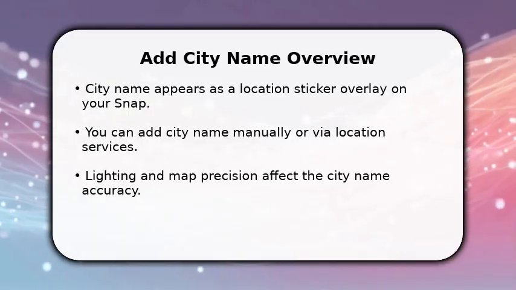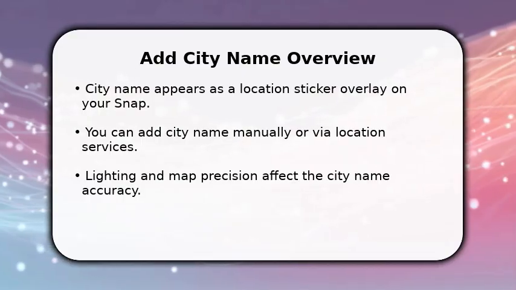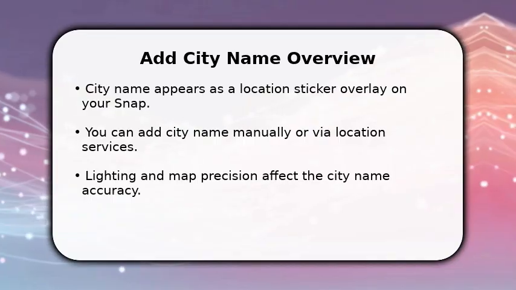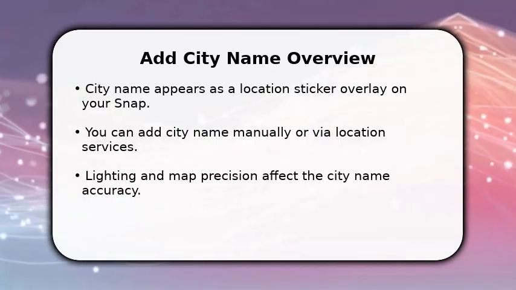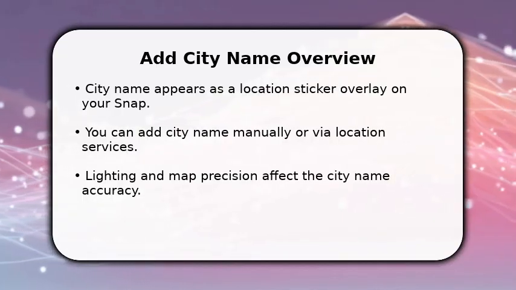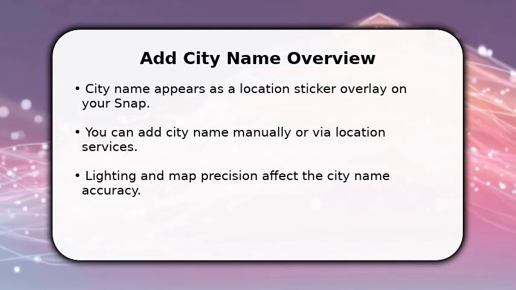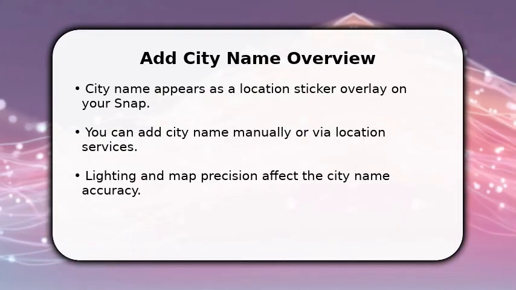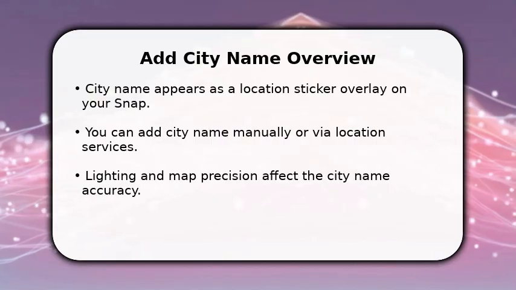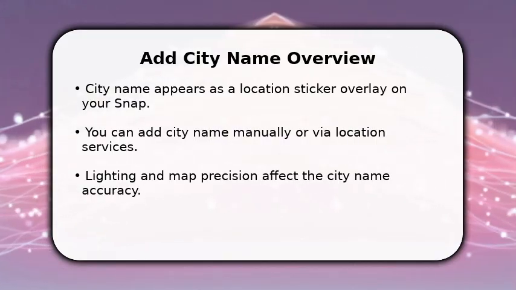In this video, I will show how to add a city name in Snapchat. Enable location permissions for Snapchat, then tap the sticker icon and choose the location sticker. Search or select the correct city from suggestions, adjust size and position, and snap a photo or record a video. Double-check the map preview for accuracy, and save or send your snap when you're happy with placement and appearance.